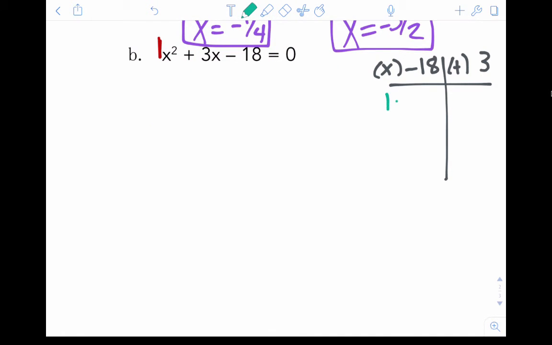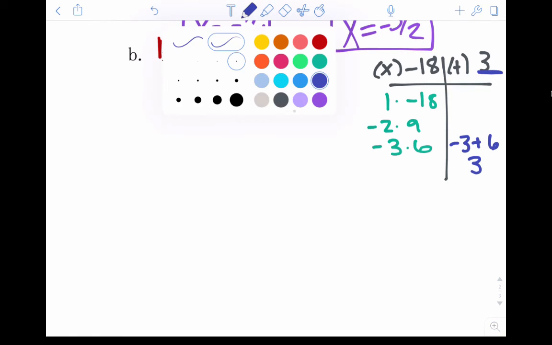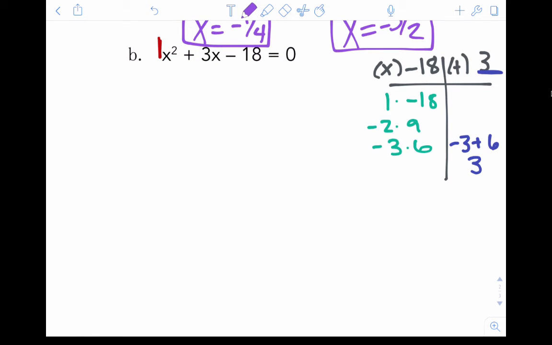So I have 1 times negative 18. And actually my larger number needs to be the positive since my B is positive this time. So I have negative 2 times 9, negative 3 times 6. I'm stopping because I see negative 3 plus 6 is positive 3, which is what I need. So I'm going to write that into my quadratic over here. I have x squared minus 3x plus 6x minus 18 equals 0.